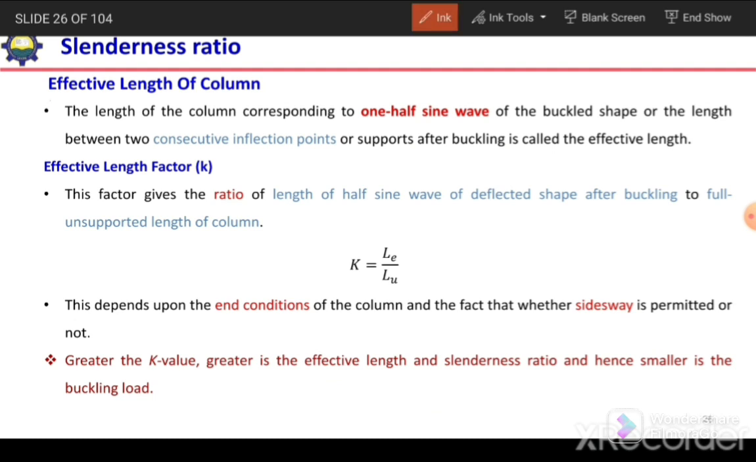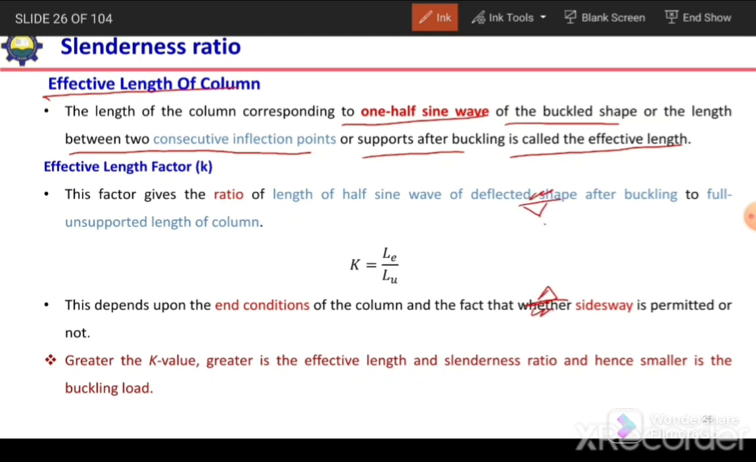Okay, next is effective length of a column. The length of the column corresponding to one half sine wave of the buckled shape, or the length between the two consecutive inflection points or supports after buckling, is called effective length. So for example, we have a pin support over here and a pin support over here, and this is our column, and it will buckle in this direction from this support up to this support. So here we have a single half sine wave.